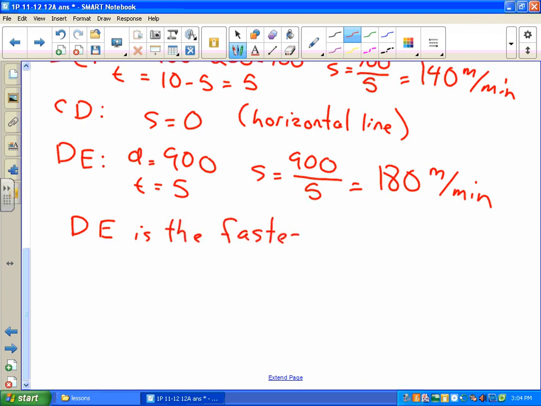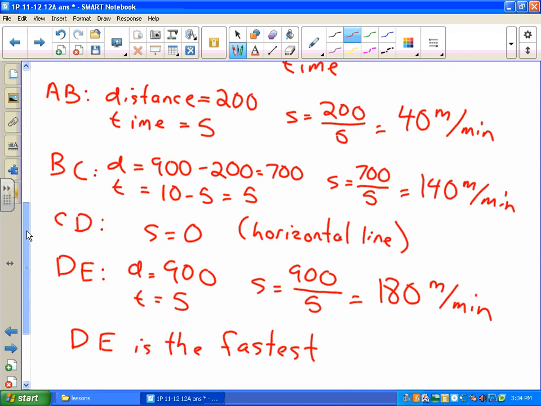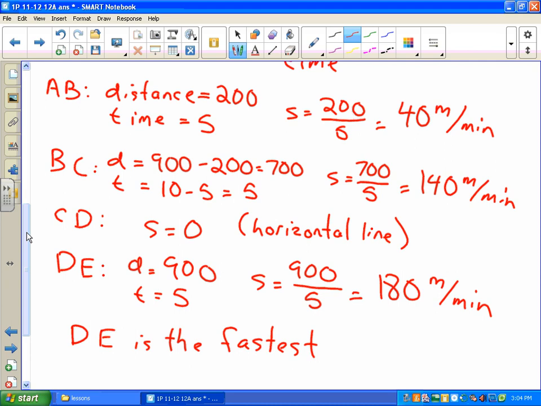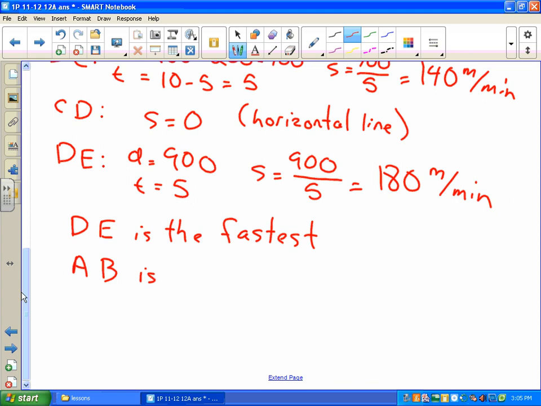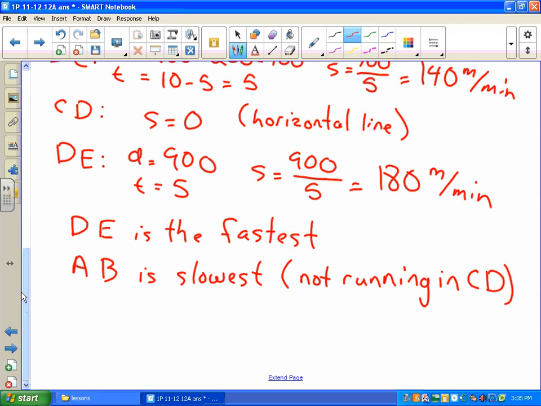Now, here's the tricky one. Where is he running the slowest? Which section do we think he's running the slowest in? Which one has the smallest speed? That's where he has the smallest speed. Is he running in that section? He is standing still in that section. So if we're asked where he's running the slowest, he has to be moving, but he has to be moving slowly. So which section is that going to be then? Yeah, so AB is the slowest. And we should just put in brackets, he is not running in section CD. And then we're done. We've calculated this rate of change, or the speed, for each section of the graph.